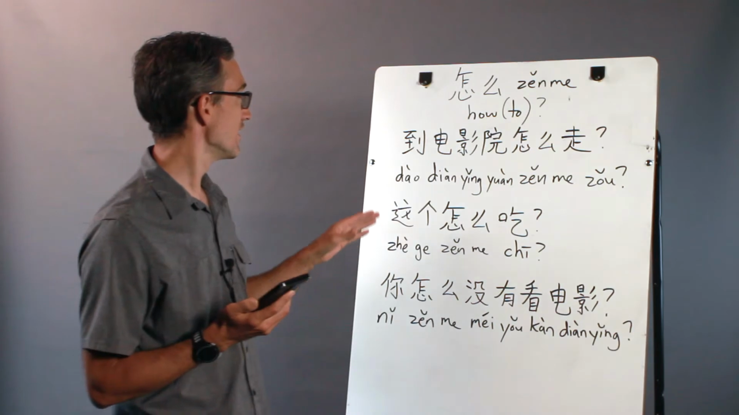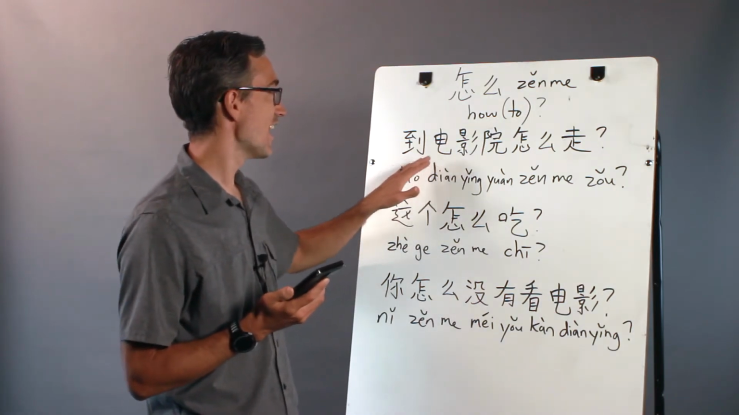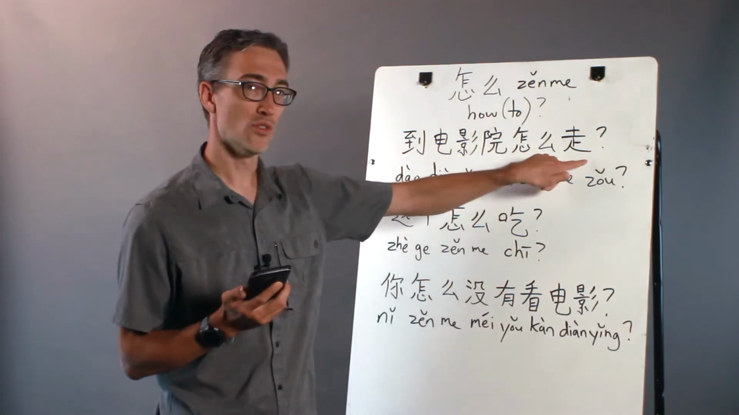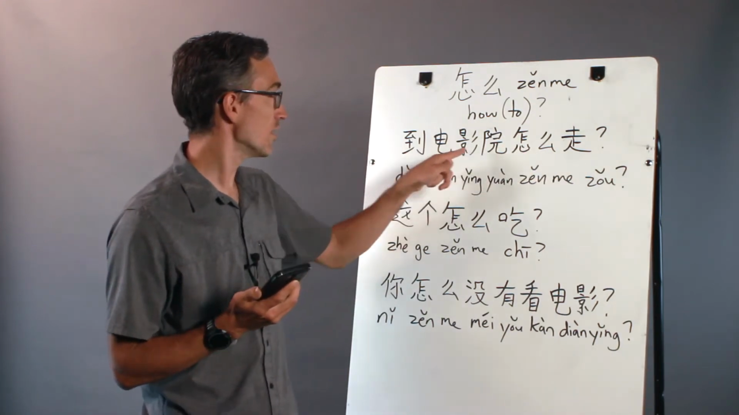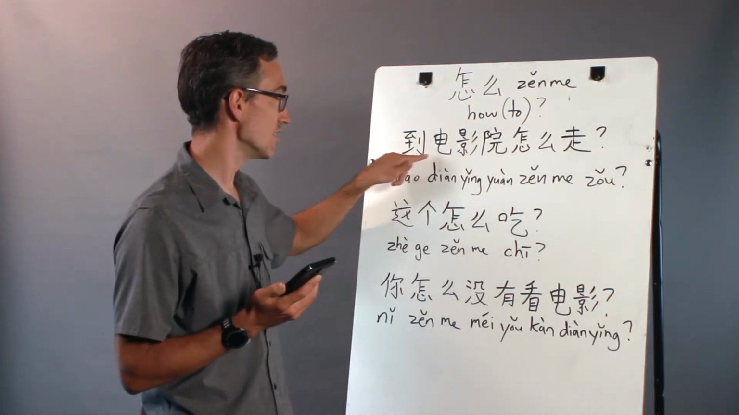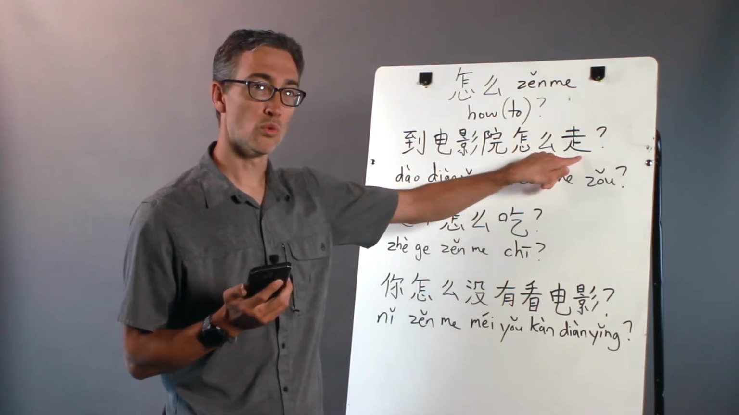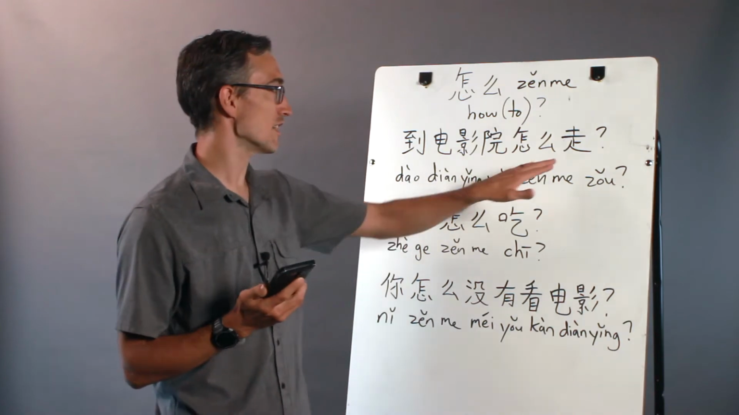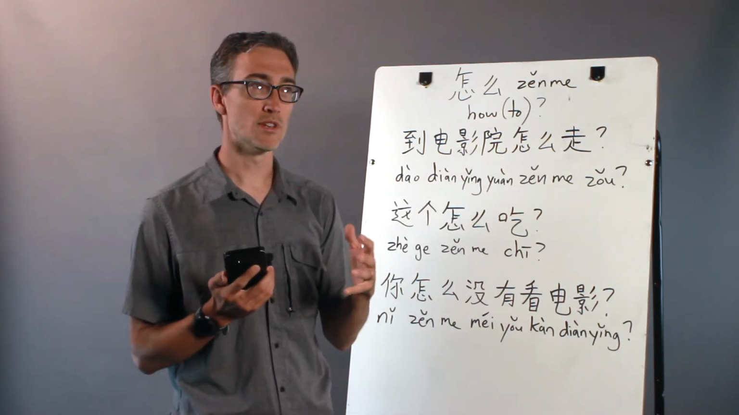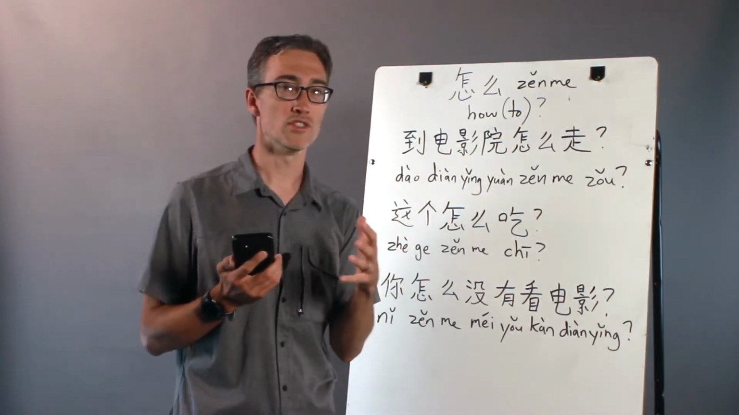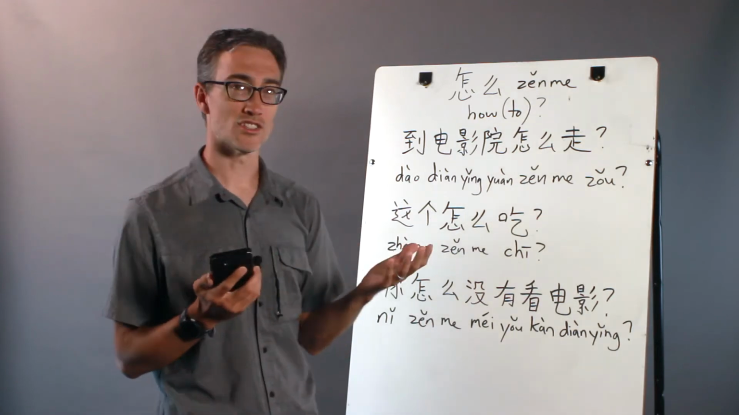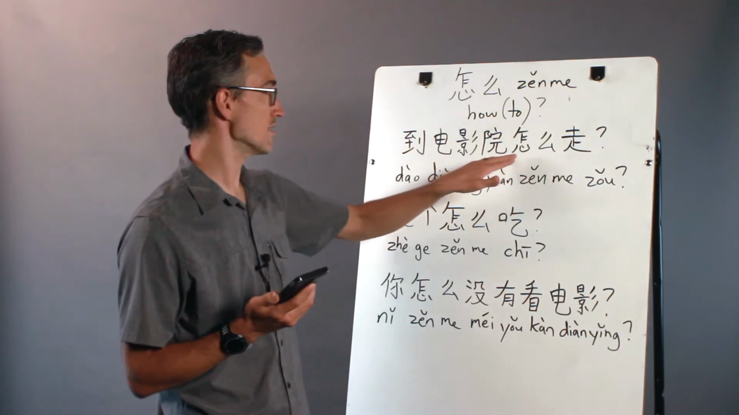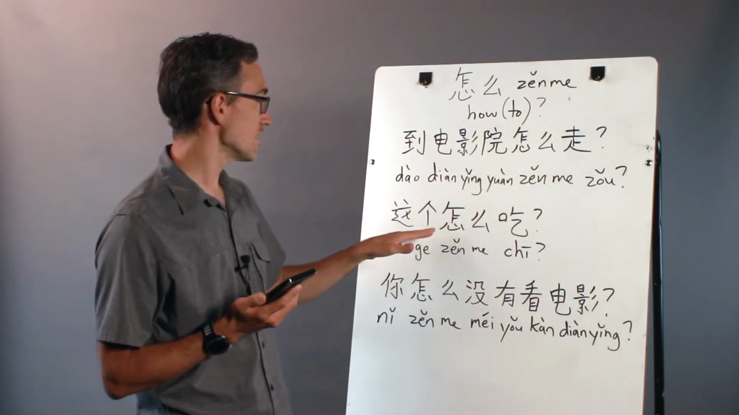And so in this sentence, I could actually put a 去 here. 去电影院怎么走? So to go to the movie theater destination, what's the process of going? Does that make sense? That's a little bit confusing. It can be a little confusing to know when to use 走 and 去, because in English we basically just say go all the time, but you'll get used to it.